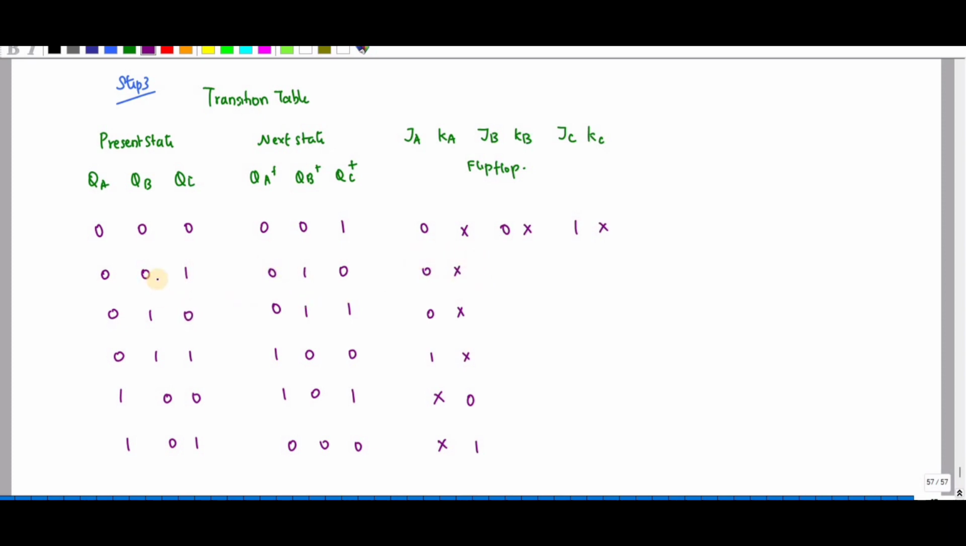For QB, you have to compare QB and QB plus, and write it in JB KB. For 0 to 1, that is 1 X. So 0 to 0 is 0 X, 0 X. 0 to 1 is 1 X, so here also you have 1 X. For 1 to 1 it is X 0.